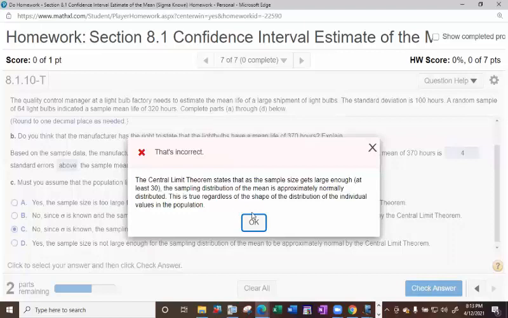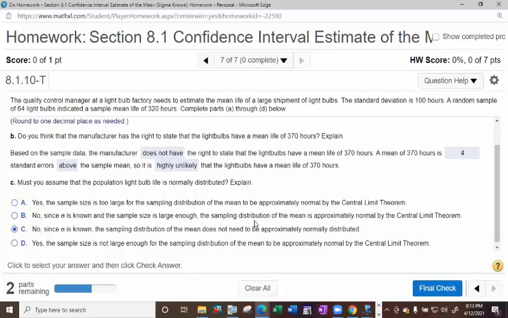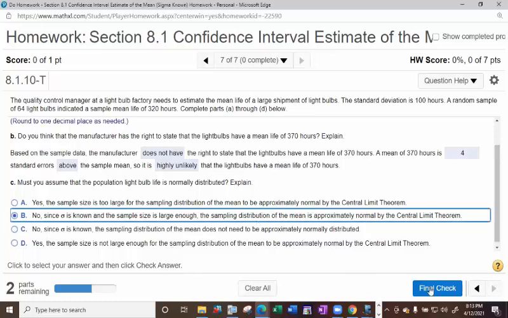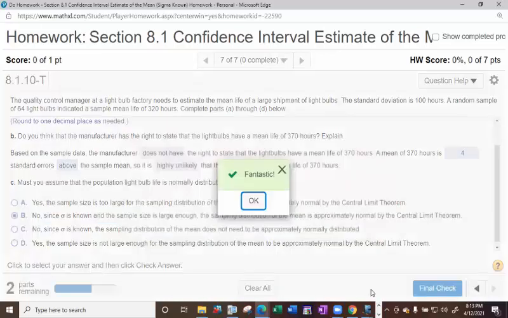No, that's what I was. Because the original population does not have to be normally distributed because we have the n is more than 30. Maybe it's B then. All right, it's B.